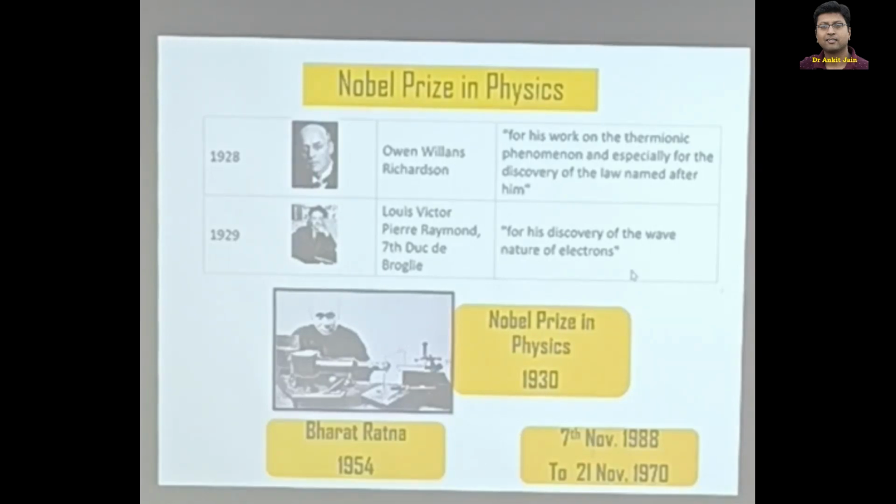this year he would definitely get it. So this is the confidence level of C.V. Raman, and he also received the Bharat Ratna in 1954. And eventually he established the Raman Institute of Physics in 1947, and he retired and he died there only while he was working, on 7th November 1988.